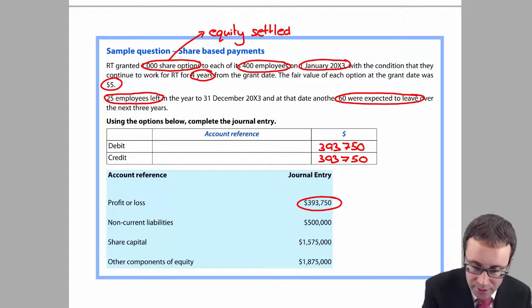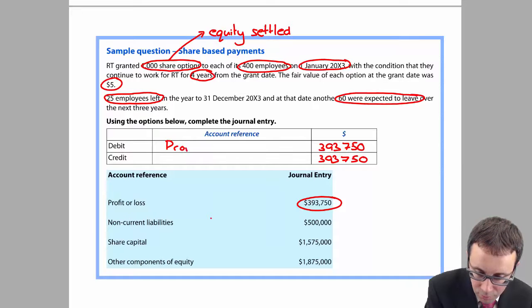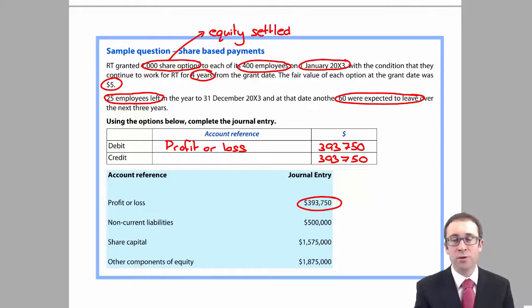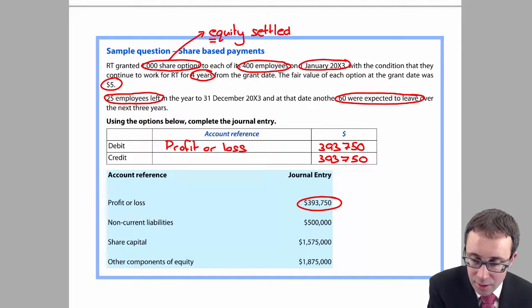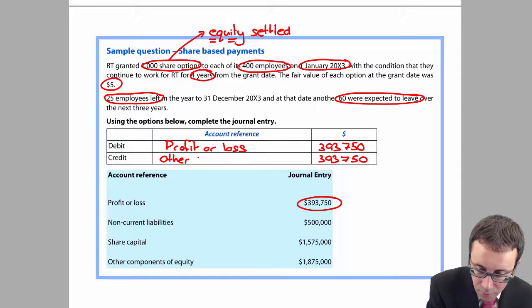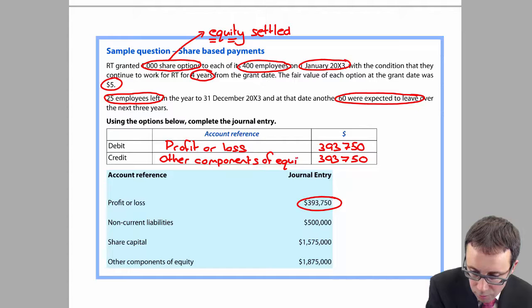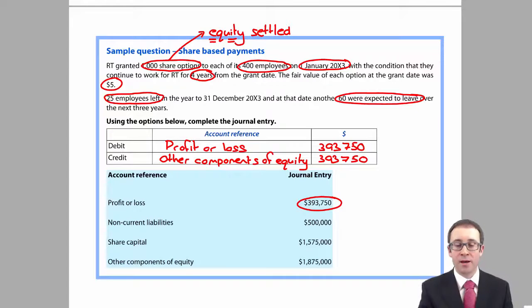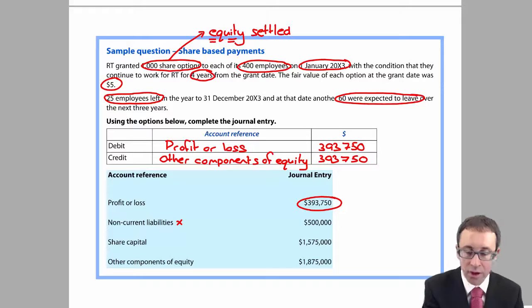So here you are debiting your profit or loss, aren't we? Because we recognise an expense. And then the credit entry, be careful. It's equity settled, isn't it? And with equity settled, we will credit our other components of equity. Okay. We don't credit your non-current liabilities.